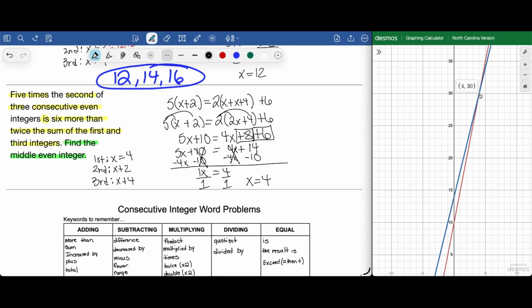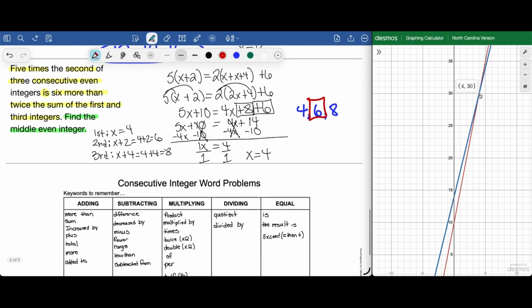Okay. Now, you saw it in Desmos and by hand. We're going to get the other two numbers. So we're going to take the 4. We're going to add 2 to it. That's going to give us 6. And I'm going to take that 4 and add 4 to it, which will give us 8. So in this one, our three numbers are 4, 6, and 8. But they only wanted us to focus on the middle. And the middle number was 6. So the answer for this one would be 6.